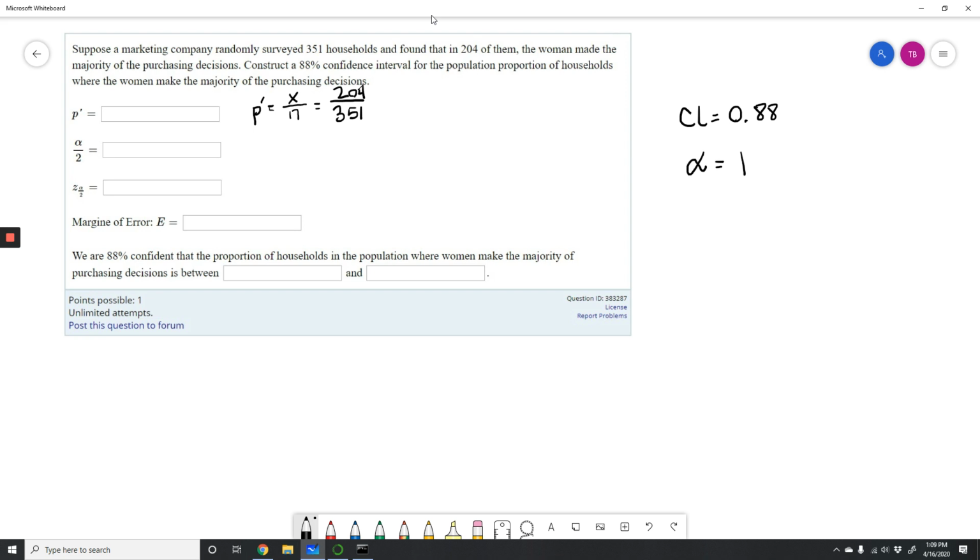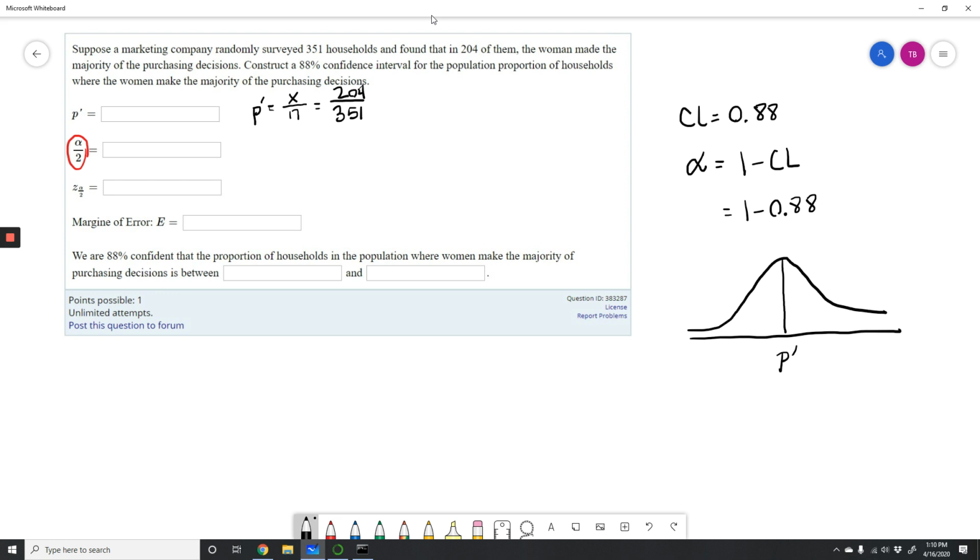The alpha then is 1 minus the confidence level, which means 1 minus 0.88. And we want half of that alpha. The reason we want half is that we want to look at our normal distribution here. We have our P prime right here in the middle. That's our mean of all our sample proportions, or at least that's our best approximation. We're constructing a confidence interval, so we're going to take an area about that where we have 88% of the area.